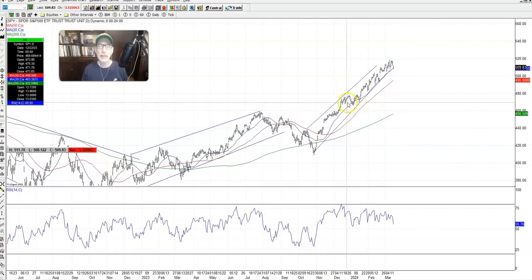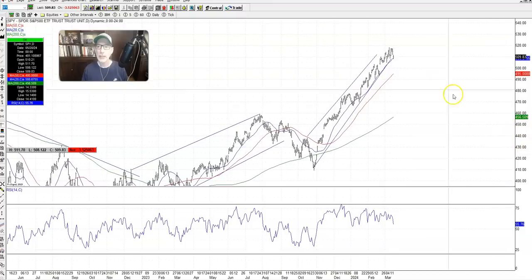We wait for a pullback within the uptrend, and then we get on board from there. So where are we right now? As I said, we're sort of at an inflection point. Is the market going to bounce off the 20-day moving average and keep going higher? Or is it going to pull back to the 50-day moving average because there's just a little bit more selling coming in right now? The market's gone up pretty good for a long period of time.